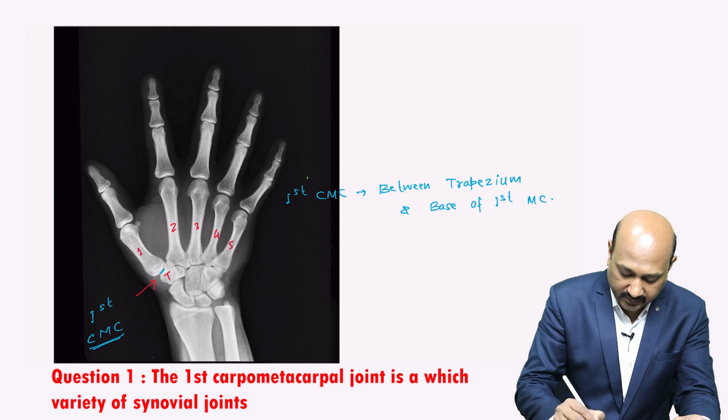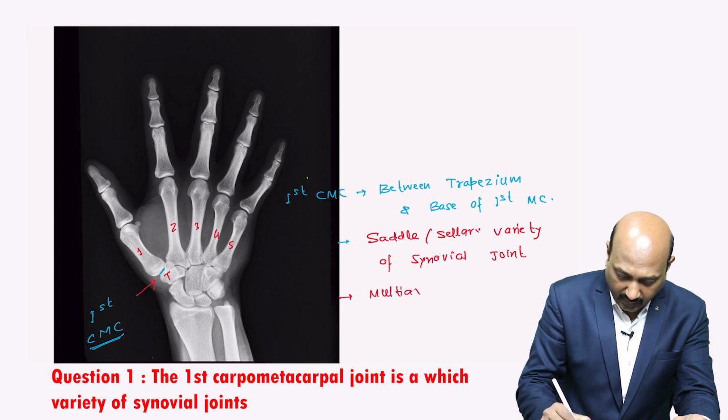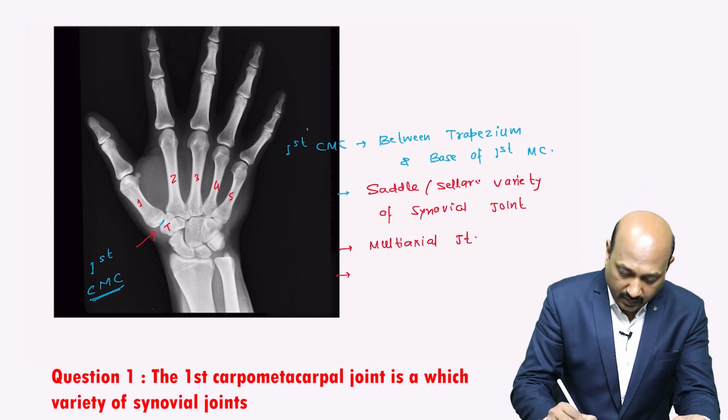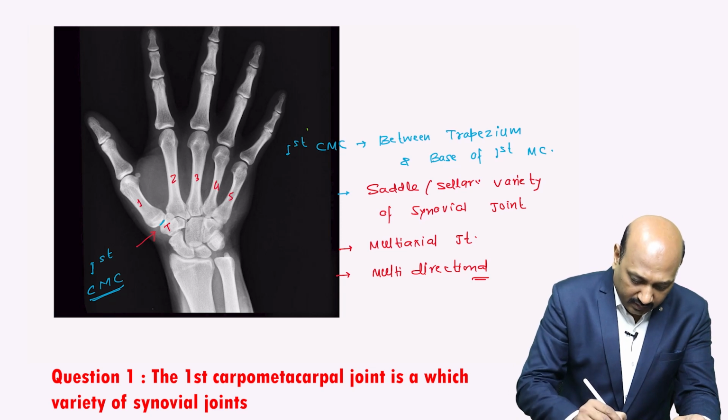The base of the first metacarpal, this is the first CMC joint, which is a saddle or sellar variety of synovial joint. It is a multi-axial joint, which permits movement in multiple directions. So this is a multi-directional first CMC.